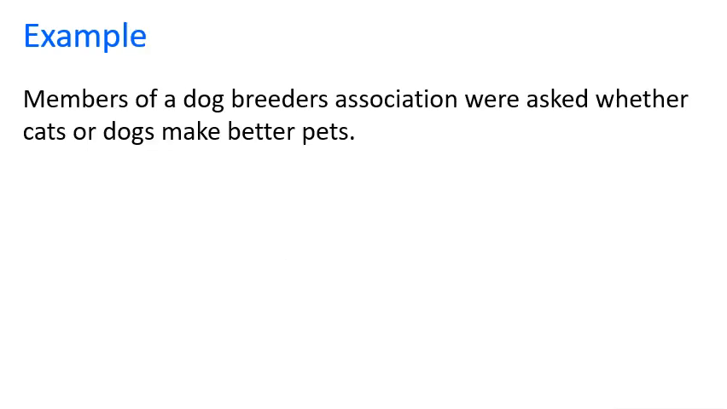For example, members of a dog breeders association were asked whether cats or dogs make better pets. So they've asked members of a dog breeders association whether they prefer cats or dogs. This is an example of bad sampling. They're more likely to prefer dogs because they're dog breeders.